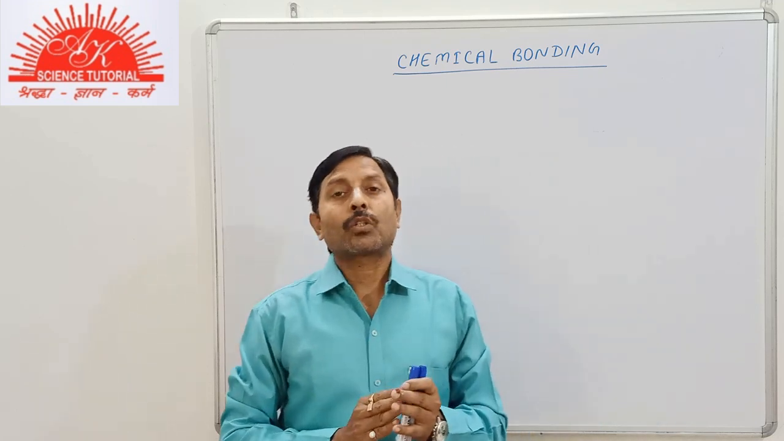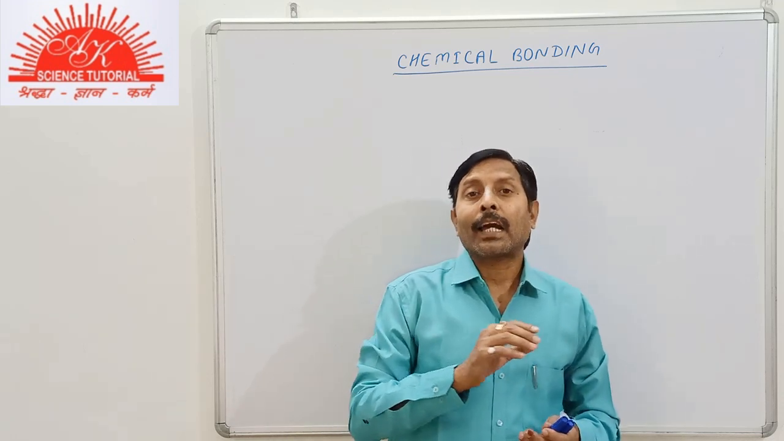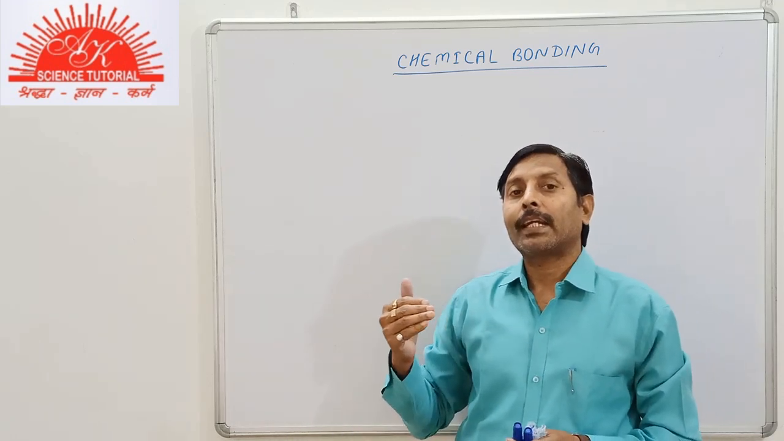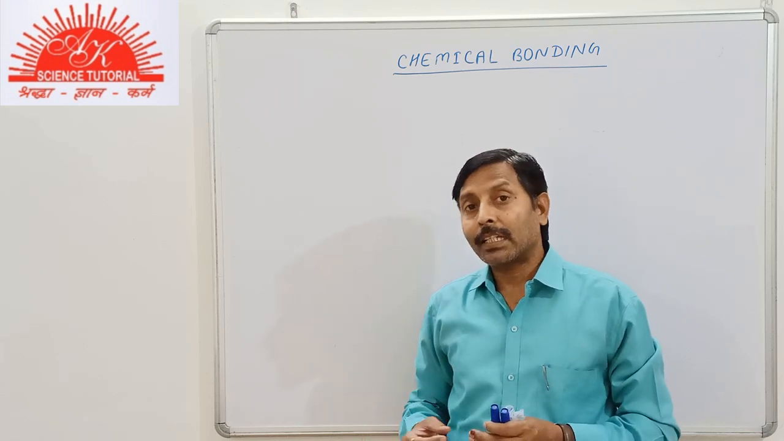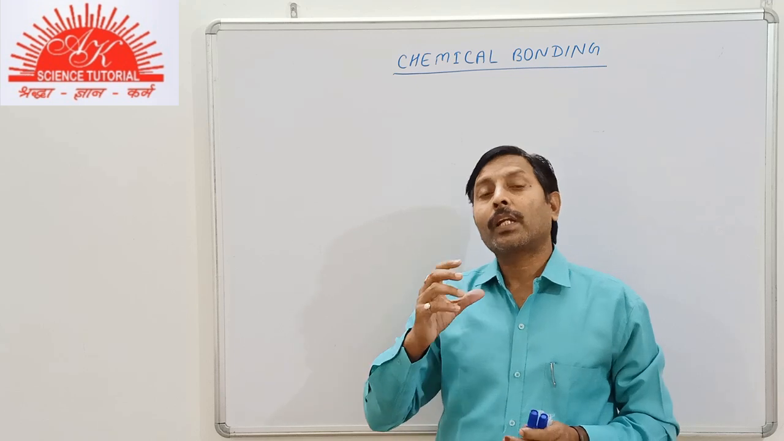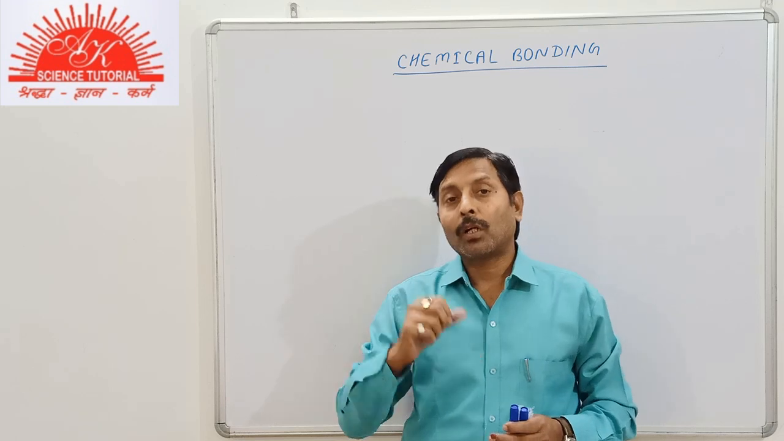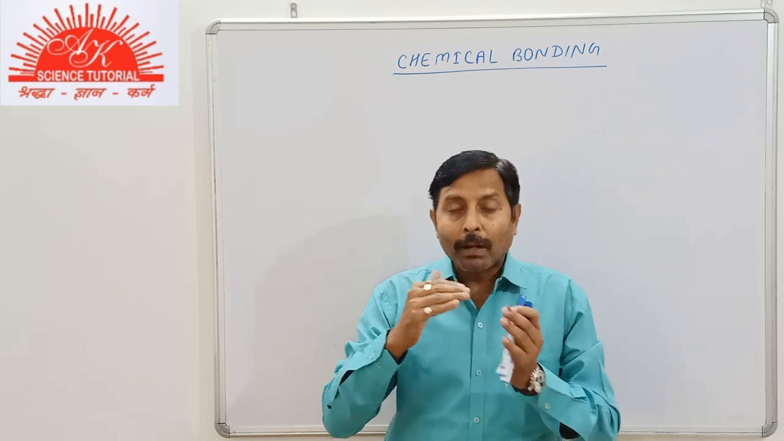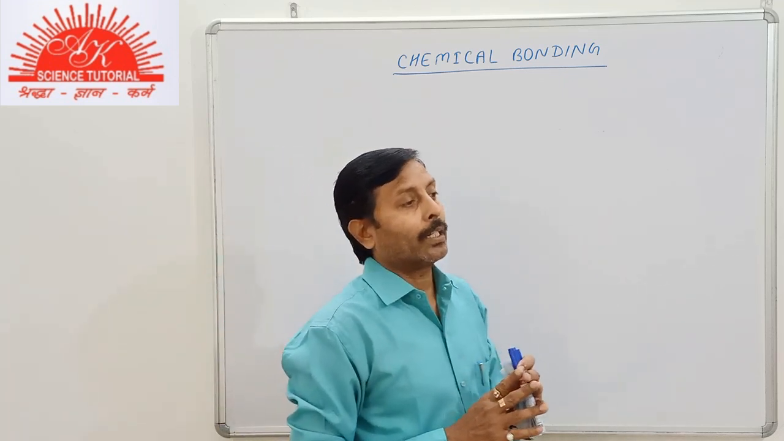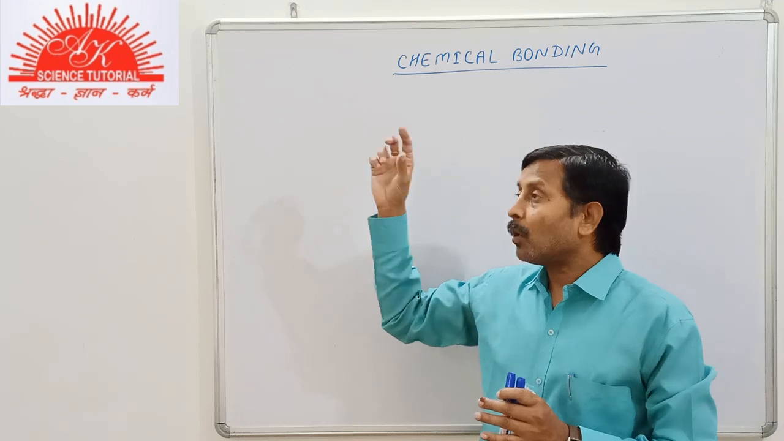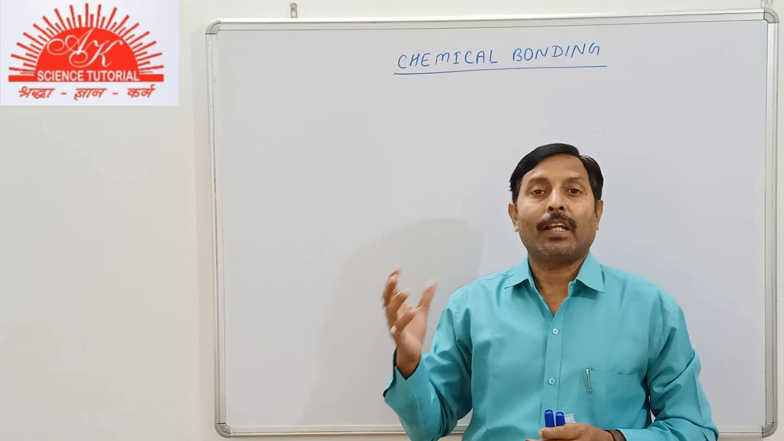This topic is included in class 9th also, in the chapter of atomic structure, as well as in CBSE class 10th when students have to study the metals and nonmetals. It includes ionic bond, and for the compounds of carbon it includes covalent bond. So I think, students, this chapter is one of the important topics related to chemistry at different levels.